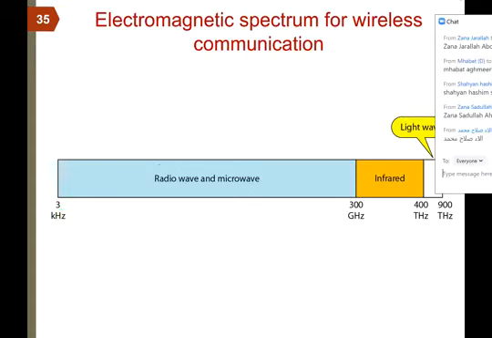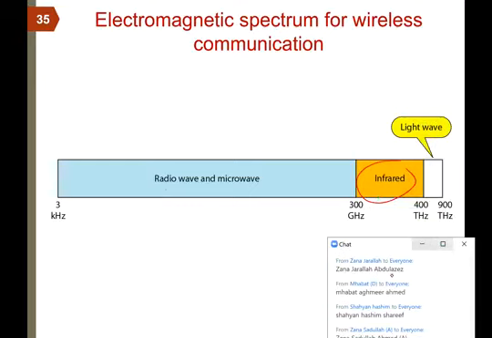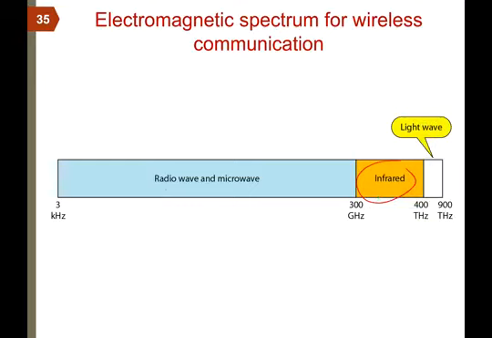The range from 3 kilohertz to 300 gigahertz is for radio wave and microwave. Then you have the infrared, and then you have the light, and then the UV, and so on. So this is a wide range of frequencies in the spectrum that we can use for unguided communication.